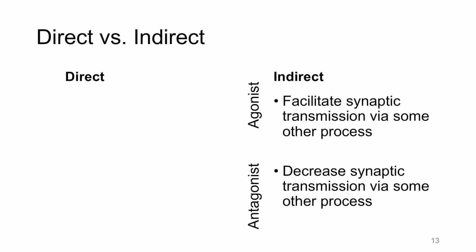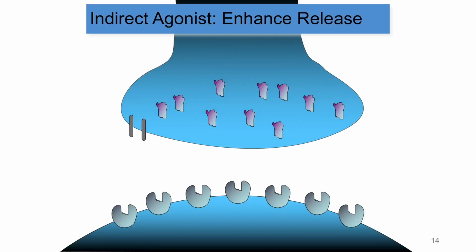Again, when we think about indirect drugs, an indirect agonist can facilitate synaptic transmission by any of the other stages in the process, and an antagonist might decrease synaptic transmission by any of those stages. For example, an agonist might increase neurotransmitter release.